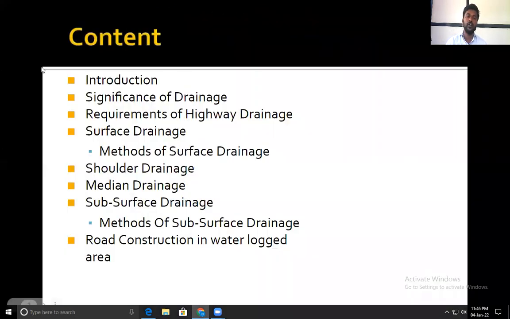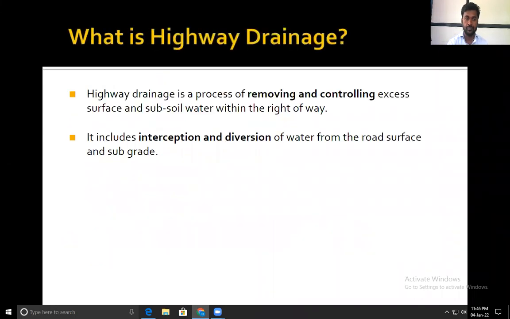So in the highway drainage system, we are going to see the introduction about what exactly the highway drainage system is, what the significance of drainage is, and what the requirements are to provide highway drainage. Then the surface drainage, what is meant by surface drainage, the different methods of drainage of surface water, the shoulder drainage system, median drainage, subsurface drainage, methods of subsurface drainage, and road construction in waterlogged areas. If a waterlogged area is there, how to provide the drainage. So we are going to see this much content in our coming lecture.